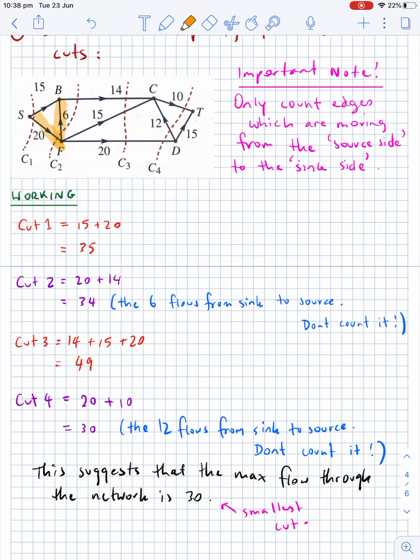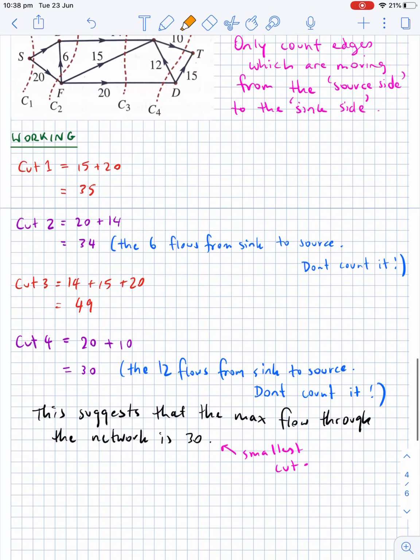that it passes through. However, if you look at this line right here, that arrow is going from the sink side over on the right hand side of the line to the source side. It's going from your end back to the start. So you do not want to count this 6 in your cut. It's only going to be the 20 and the 14 that's going to be counting. So it's going to be 20 plus 14, which is 34. The 6 flows from sink to source, so you don't count it. Really important that you're remembering that.